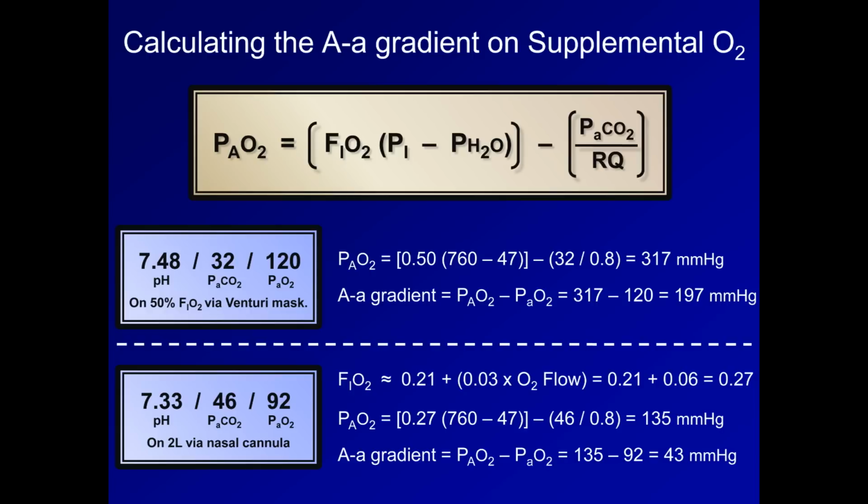A comparison of these two examples illustrates that for a patient on oxygen, one cannot make an assessment of the adequacy of a patient's gas exchange solely from the PaO2. As in the second example, PaO2 of 92 is obviously lower than that from the first example, yet the first patient clearly has a more serious gas exchange abnormality.